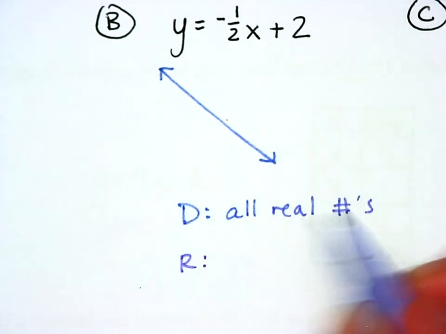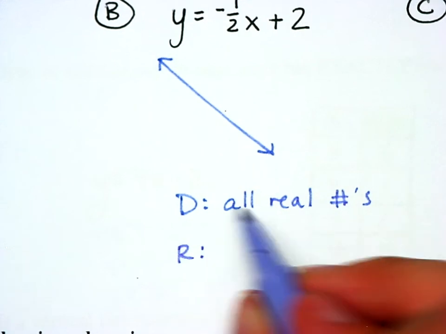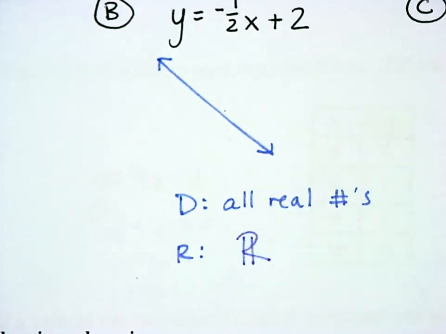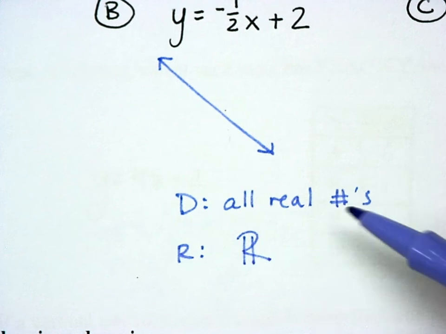And same thing for range. Another way to say this, if you don't want to write this all out, we write this fancy R with 2 lines. So these both mean the same thing. It just means all values.